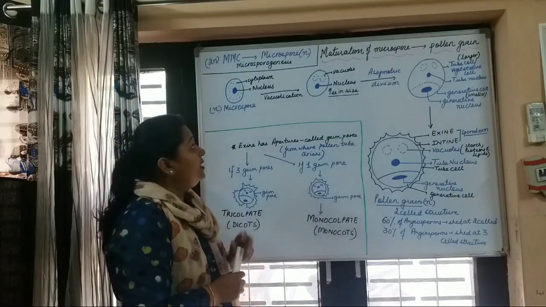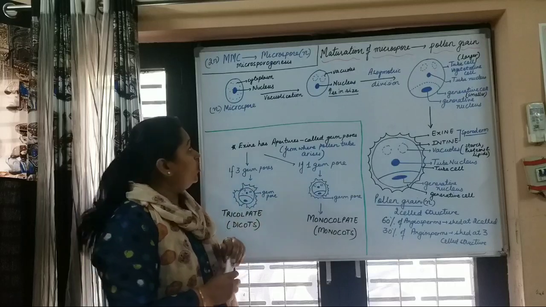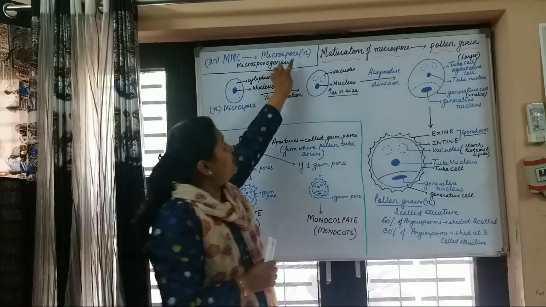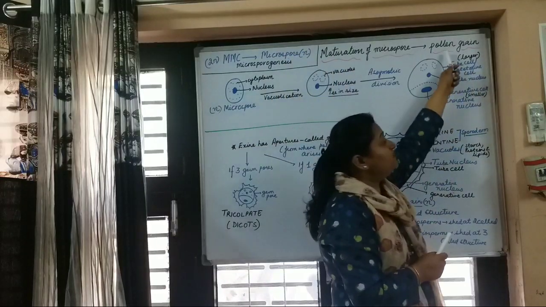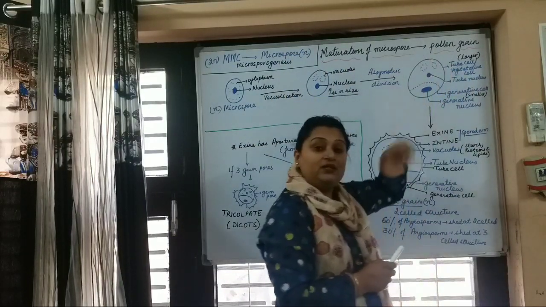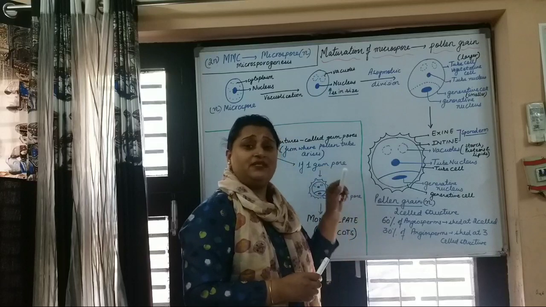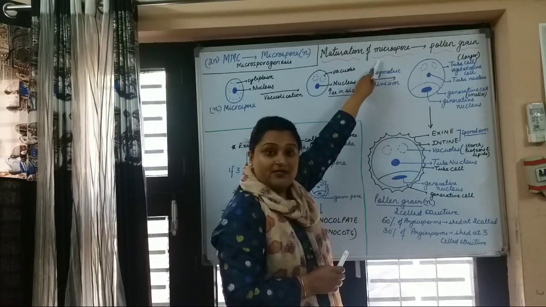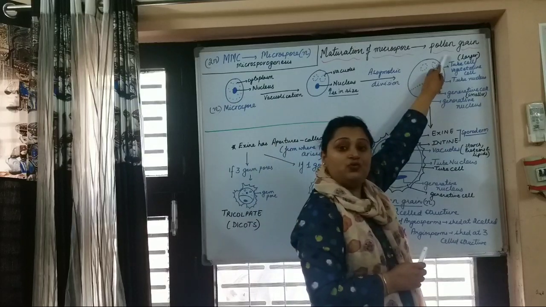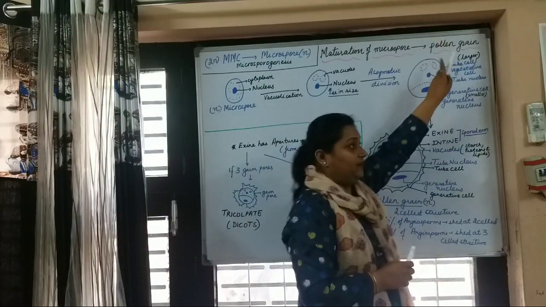Microsporogenesis, along with the diagrams and all the steps, is asked in exams many times as a 3-mark question. Now, in the next section, we will discuss how a pollen grain is formed from the microspore. That means we will discuss how the microspore matures and changes into a pollen grain.